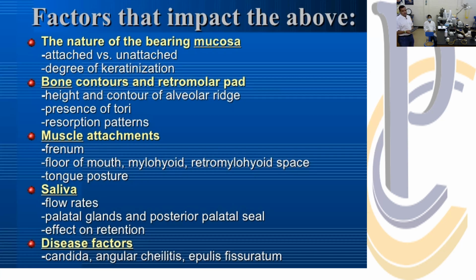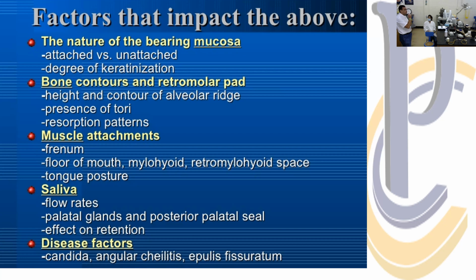So, about the mucosa. The tissue that covers the mouth is called mucosa. We have attached and not attached, and the degree of keratinization. You know the keratin, the skin is keratinized. The mucosa of the mouth, some areas are keratinized, like the palate and the gum. But some areas are soft, like the floor of the mouth. It's not keratinized. There's no keratin. Keratin is a protein that makes the tissue stronger.